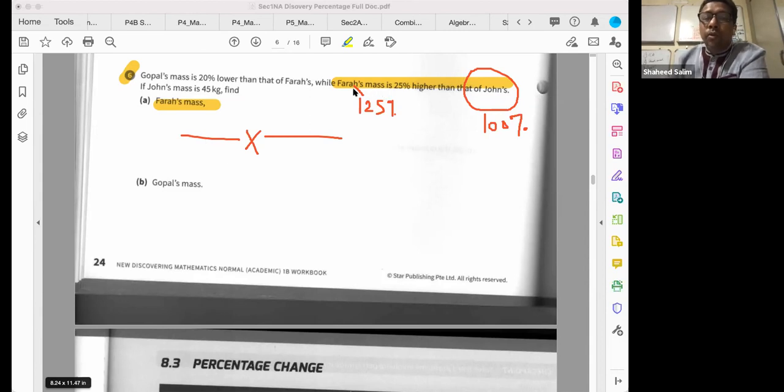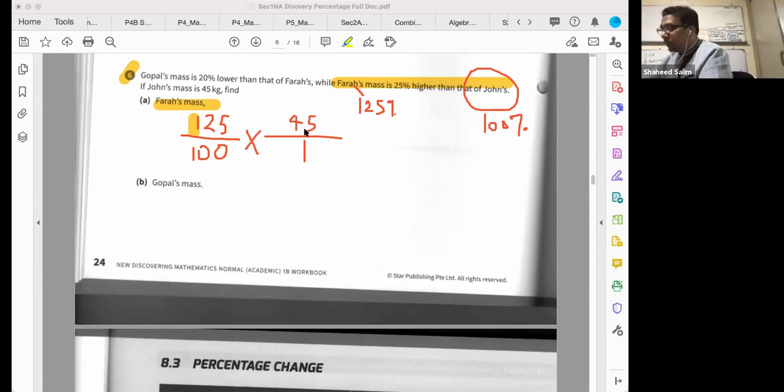You just need to put this. Okay, what do you know about Farah? 125. Let's put 125 here. And this is percent, right? So put 125%. Then what about John? John, he's 100%. Put percent below. Notice, as I said, if you write percent on top, percent must be below. Down here is always 1. Now, what is correlated to 100%? His weight, 45 kg like that. And you will get the answer.